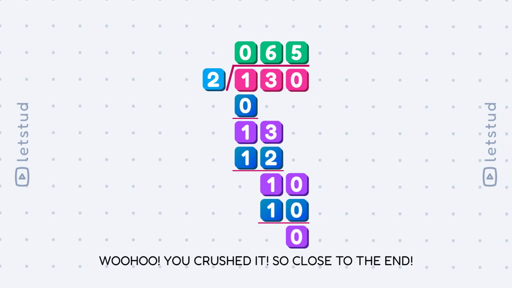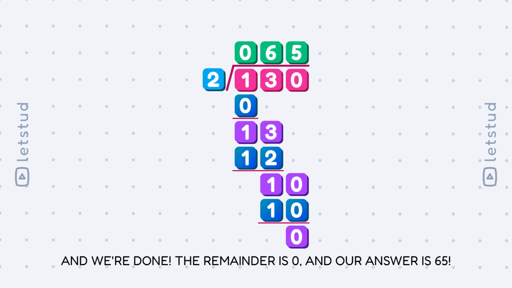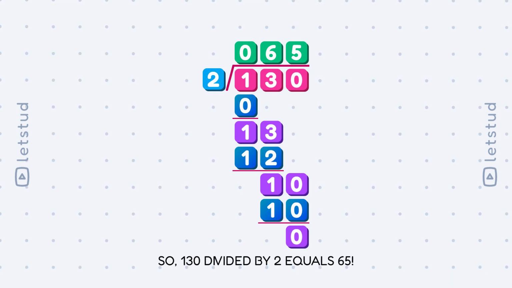Woohoo, you crushed it, so close to the end. And we're done. The remainder is 0, and our answer is 65. So 130 divided by 2 equals 65.